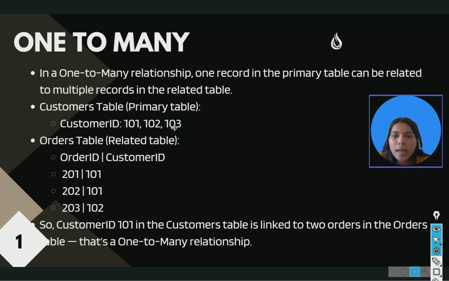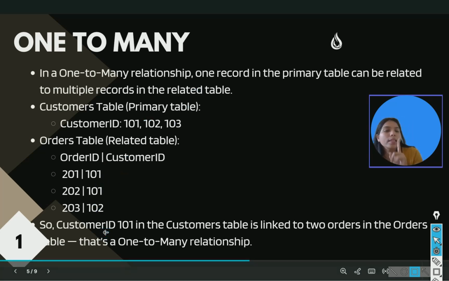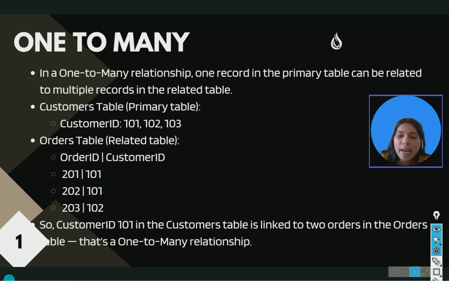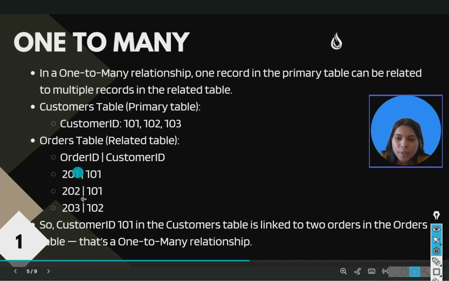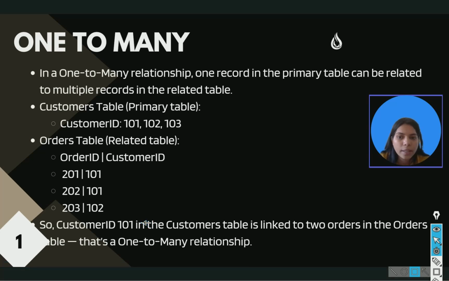I don't have any null values. So what is happening? This 101 will be connected here two times, 102 one time, 103 again many times. This is one to many because I have duplicate records over here. A foreign key always contains duplicates.